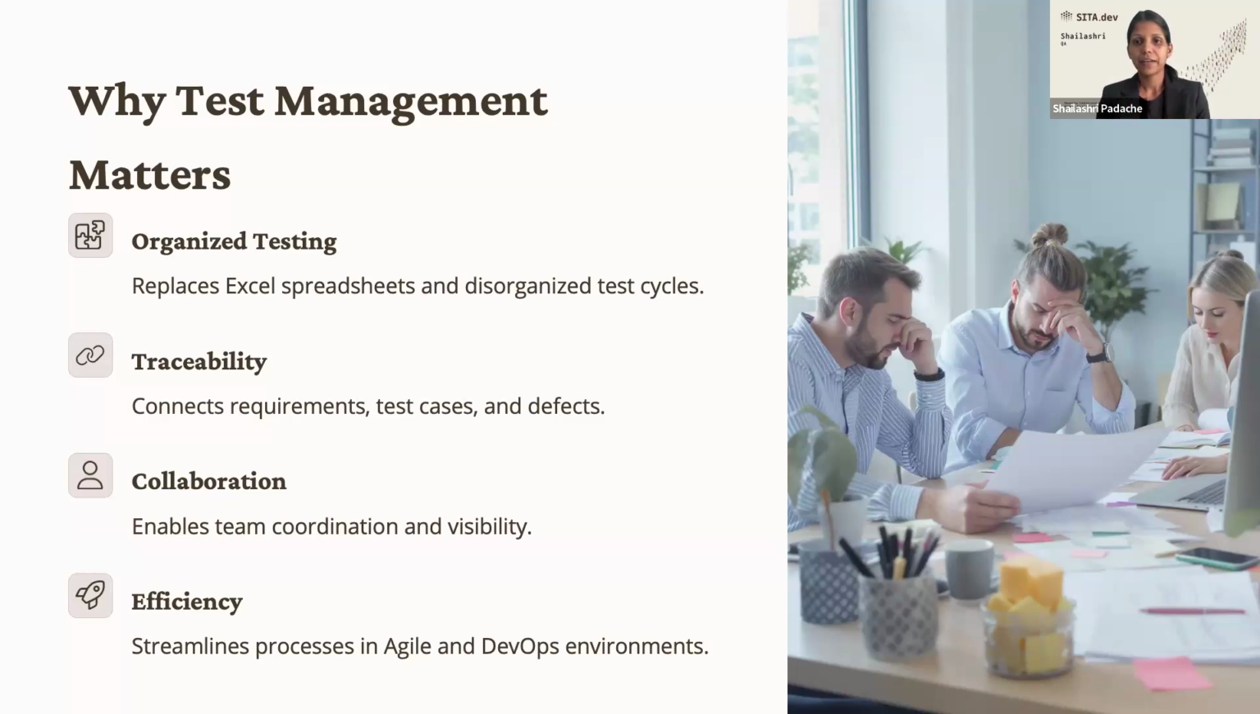In today's Agile and DevOps environment, quality should not come to an end. That means a good test management tool helps teams build software faster, and tools like Qmetry make it easier for teams to grow their testing efforts, improve the quality of the software, and stay flexible. So here are some key features: organized testing, traceability, collaboration, and efficiency. These are all the main key features.